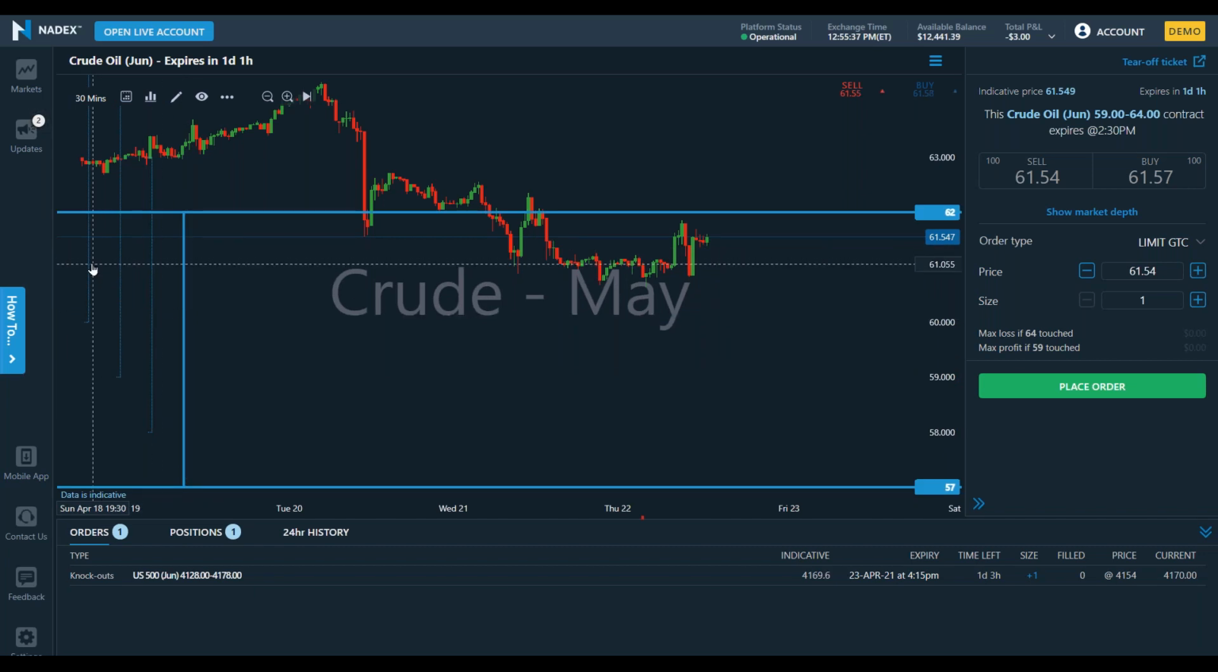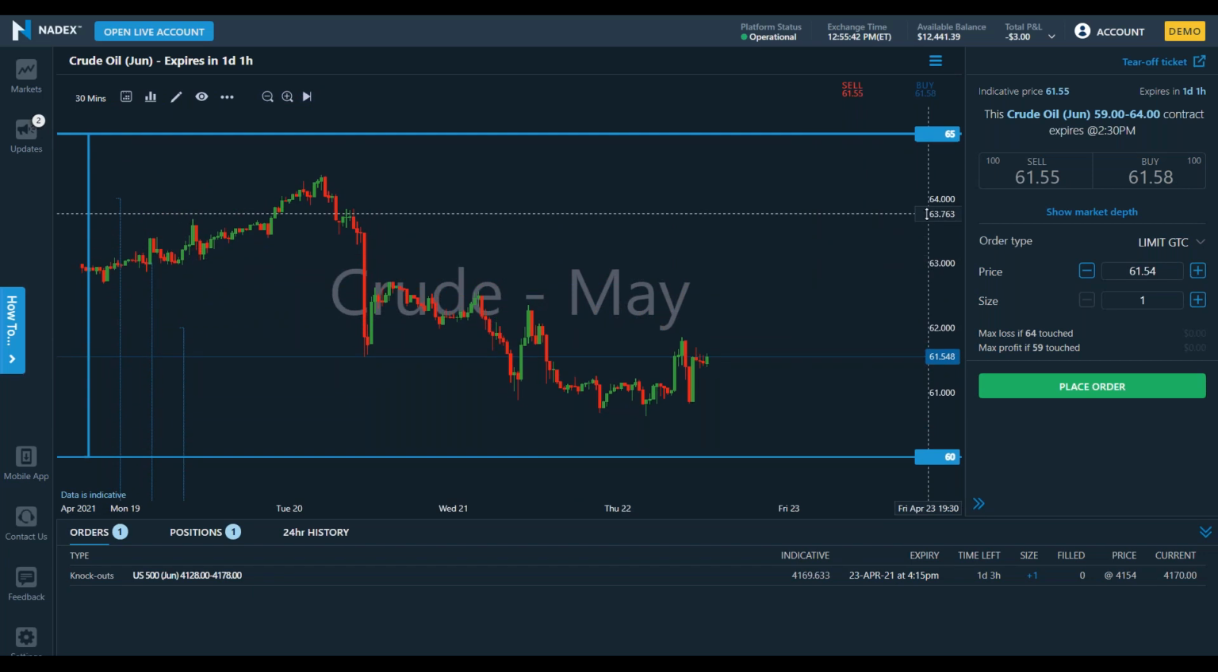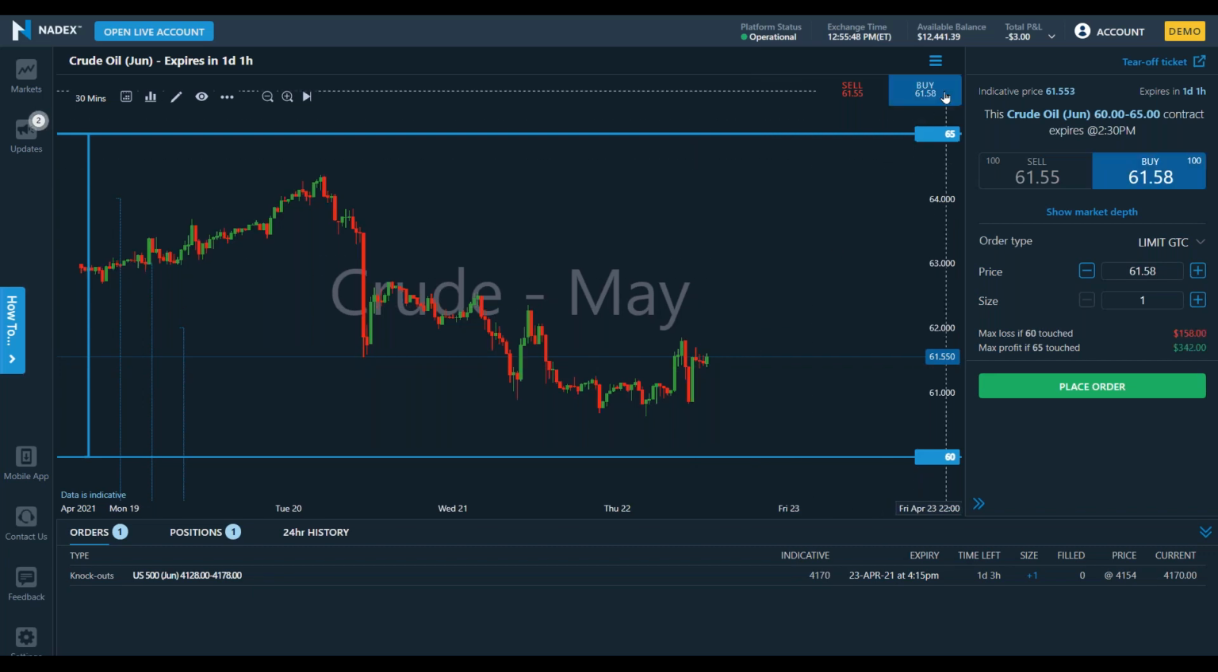What do I think oil is going to do? Maybe I think oil is going to go higher. I think the economy is going to recover. This is the closest knockout I've got. This is the closest one with the floor. And if I wanted to buy oil, and I think oil is going to go higher, I'm going to try to buy it at 61.56.